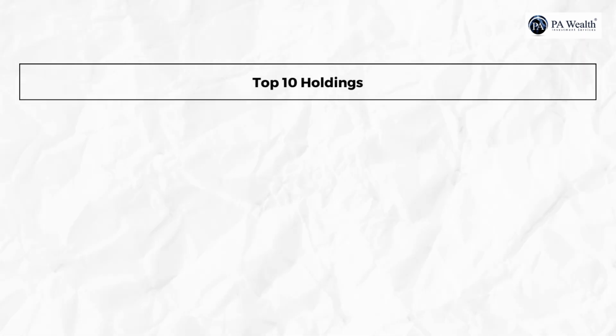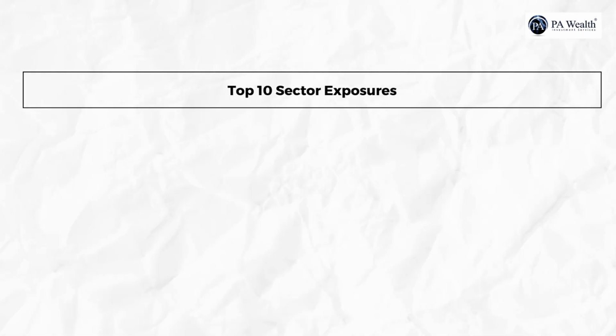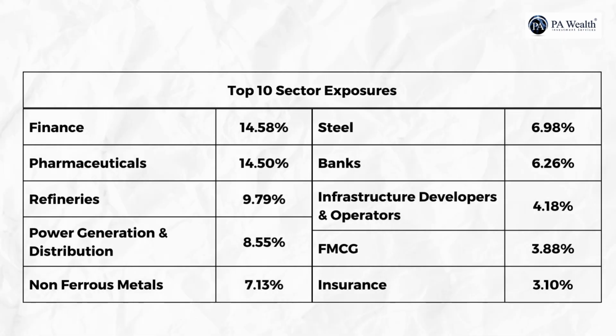Second, the top 10 holdings of the fund. Here are the top 10 holdings of the Quant Flexi Cap Fund, in which Reliance Industries, Adani Power and Hoodco are the top 3 holdings of its portfolio. Third, the top 10 sector exposures. The fund is exposed to various sectors. Here's a breakdown of its top 10 sector exposures, in which finance, pharmaceuticals and refineries are the top 3 sectors, while the fund also has exposures in other sectors.